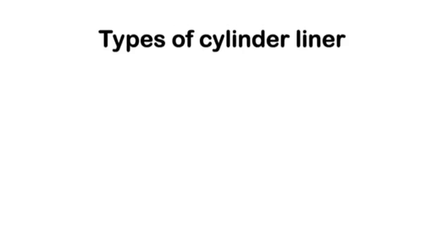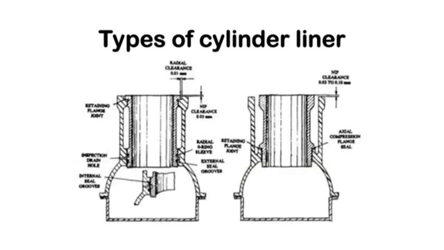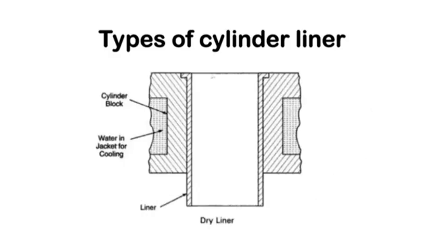There are two main types: wet liners and dry liners. Wet liners are surrounded by engine coolant and provide excellent heat transfer and improve cooling efficiency. Dry liners, on the other hand, are pressed tightly into the cylinder block and do not come in direct contact with coolant. They rely on the surrounding metal of the block to transfer heat away from the combustion area.